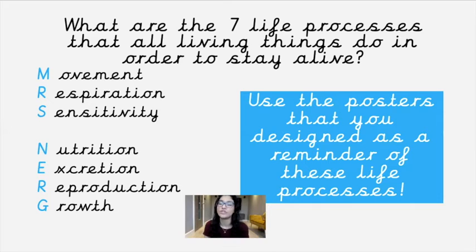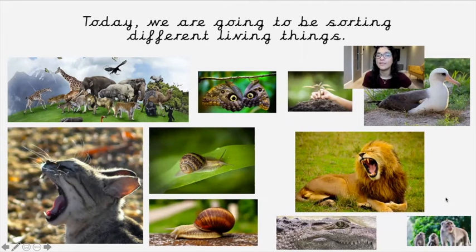If nobody reproduced, then there wouldn't be any new versions of living things. So they would no longer exist. And lastly, we have growth. So all living things need to grow in order to stay alive. Now, use the posters that you designed last lesson as a reminder of these life processes. So today we are going to be sorting different living things. So you can see a picture here already of the types of animals that you can sort and organize depending on what they look like, depending on what they eat, but we'll go through that later on.